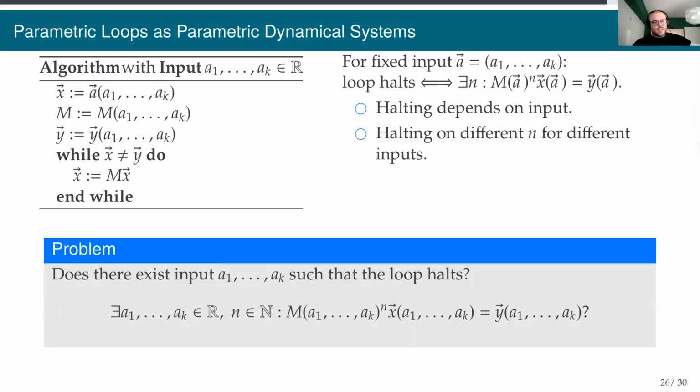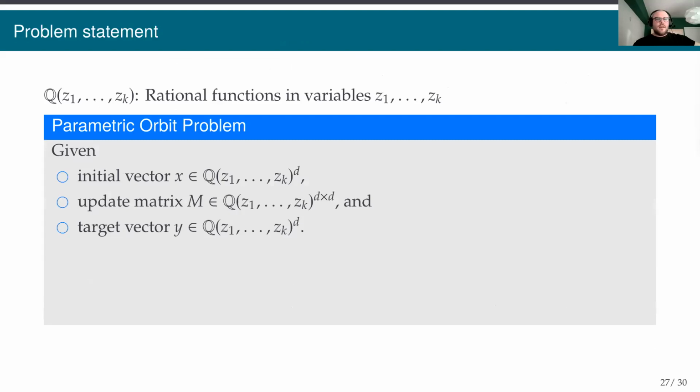So our question, or how we model this situation, would be that we ask, does there exist input, and we allow them to be real, such that the loop halts? Okay. And to restrict the problem, we have these assumptions on how you construct your initial point, your matrix, and your target point. So again, we're working with computers, so rational functions are a natural way to model how your input is generated.